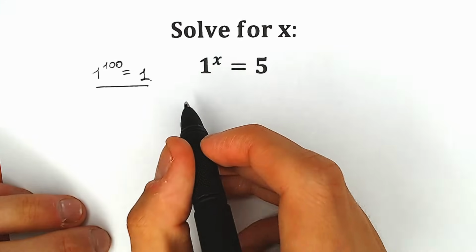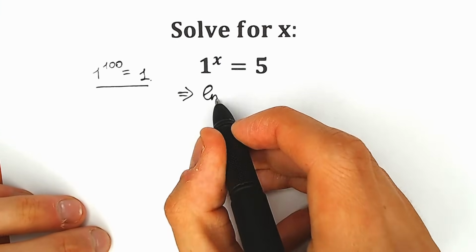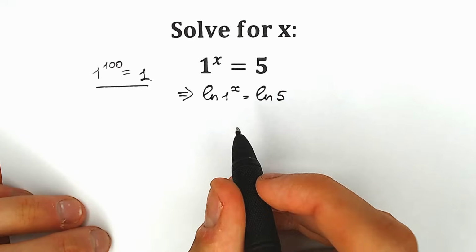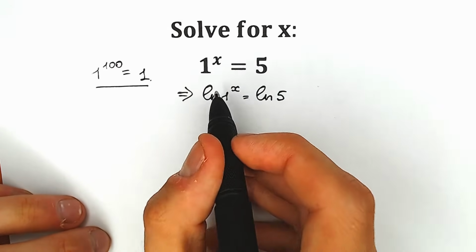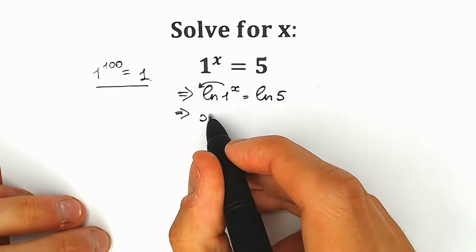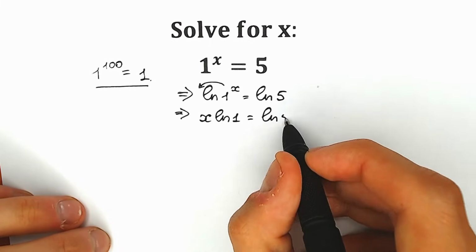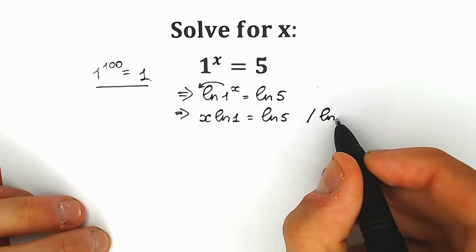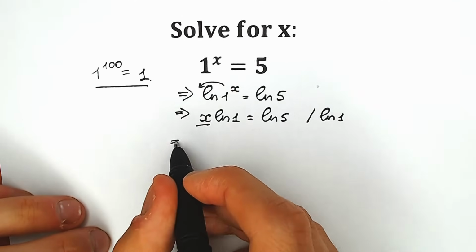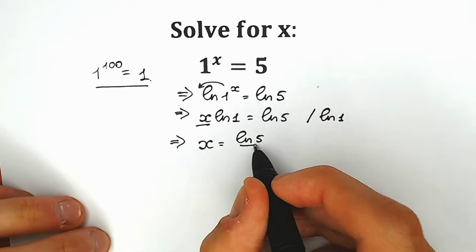If you're sitting on your exam, you can easily apply a natural log on both sides. So natural log of 1 to the x equals natural log of 5. Now this x will come down because of the log property, so we have x times natural log 1 equals natural log 5. The final step: let's divide both sides by natural log 1 because we need to find only x. As a result, we have x equals natural log 5 over natural log 1.